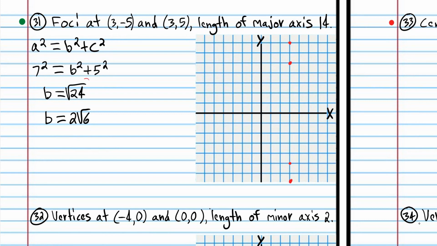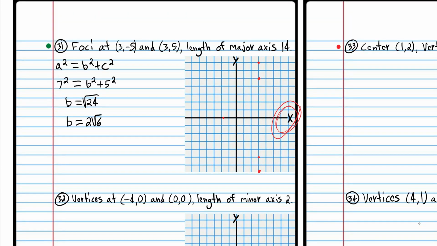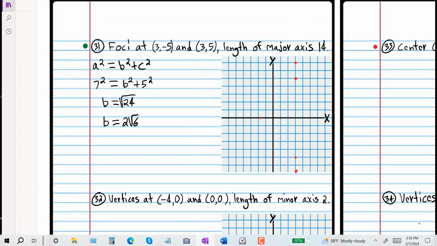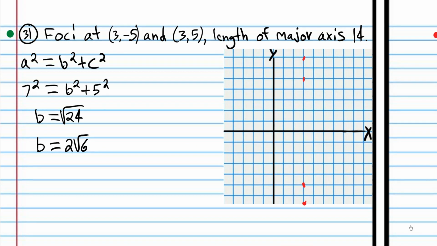Let's estimate root 24. Well, root 25 is 5, so root 24 is a little bit less than 5. So we're going to start at the center, and we're going to count out 1, 2, 3, 4, 5, but a little bit less. And 1, 2, 3, and it looks like we don't have enough room, so let me get a different grid. Okay, so let's count out 1, 2, 3, 4, and almost a 5. And 1, 2, 3, 4, and almost a 5. And then we'll connect the dots.